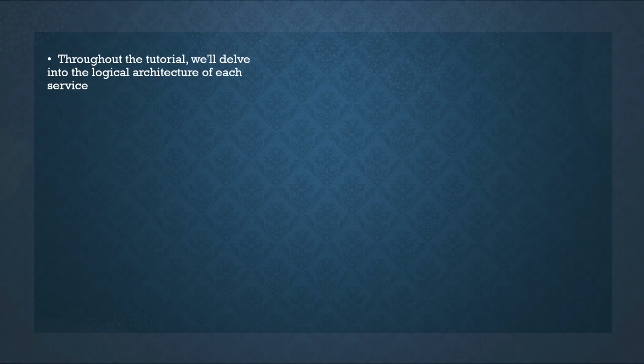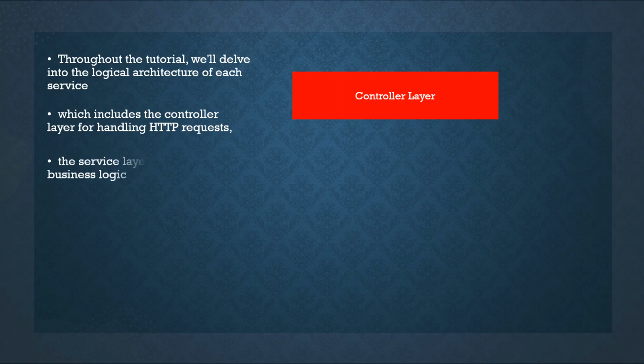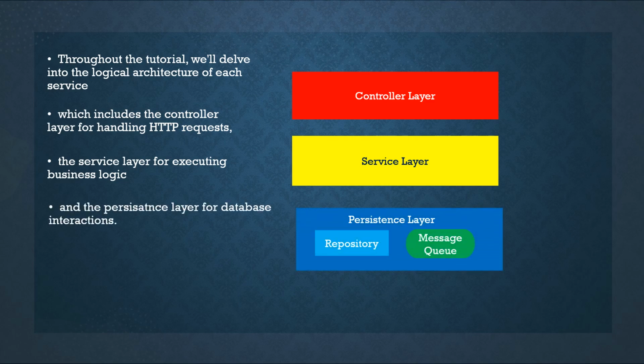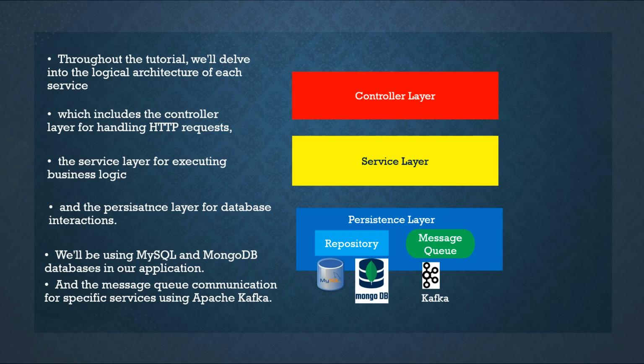Throughout the tutorial, we will dive into the logical architecture of each service, which includes the controller layer for handling HTTP requests, the service layer for executing business logic, and the repository layer for database interaction. We will be using MySQL and MongoDB database connections in our applications, and message queue communication for specific services using Apache Kafka.